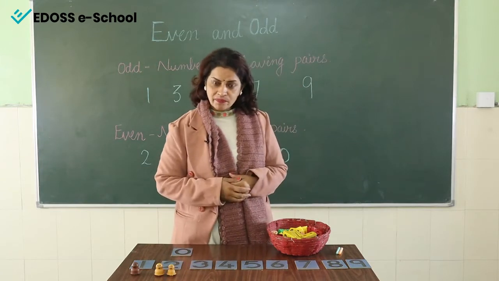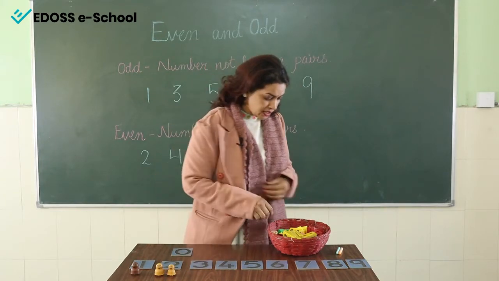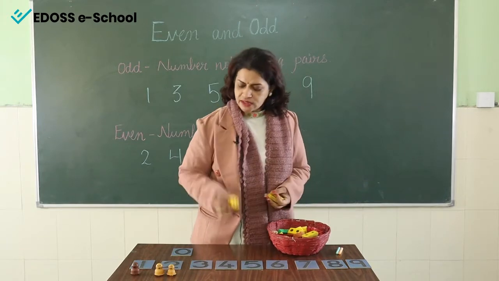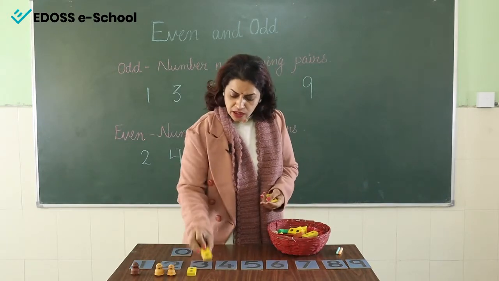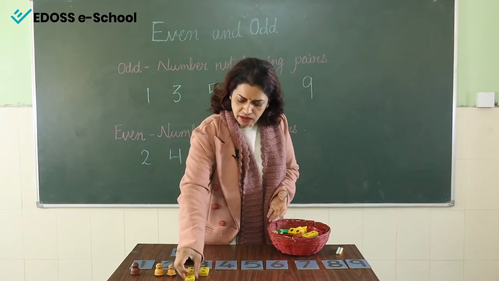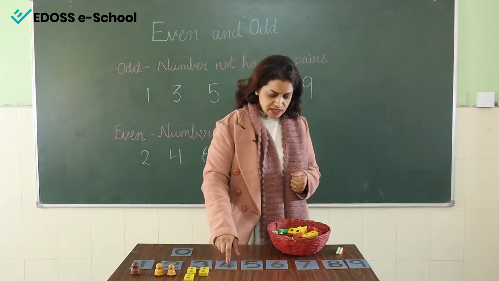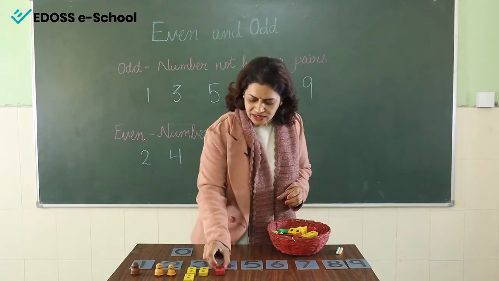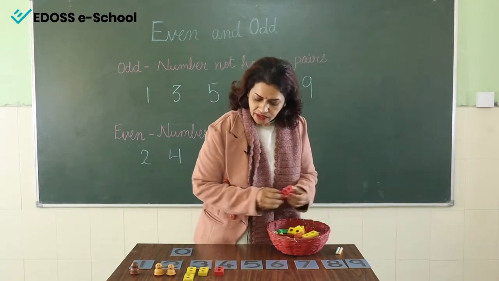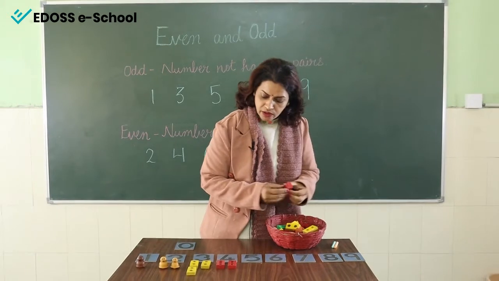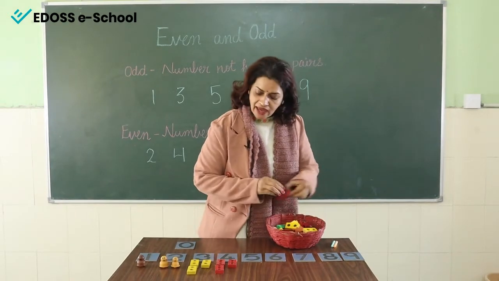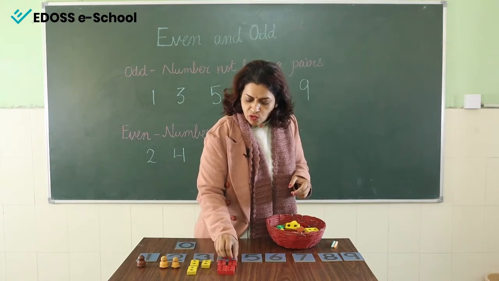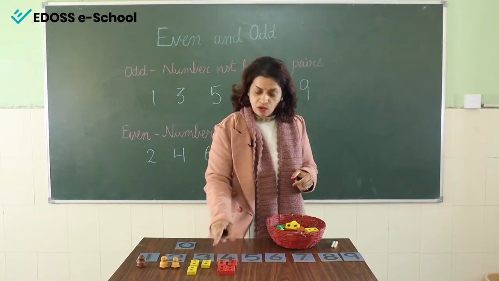What is this number? This is number 3 and I am going to place 3 objects below it. 1, 2 and 3. This is number 4. Now I need how many objects? 4 objects. 1, 2, 3 and 4. You can count them. Yes, these are perfect 4 and they have pairs also.